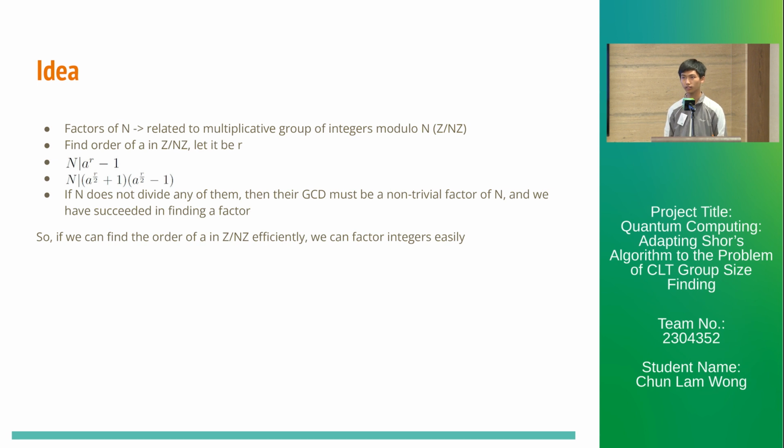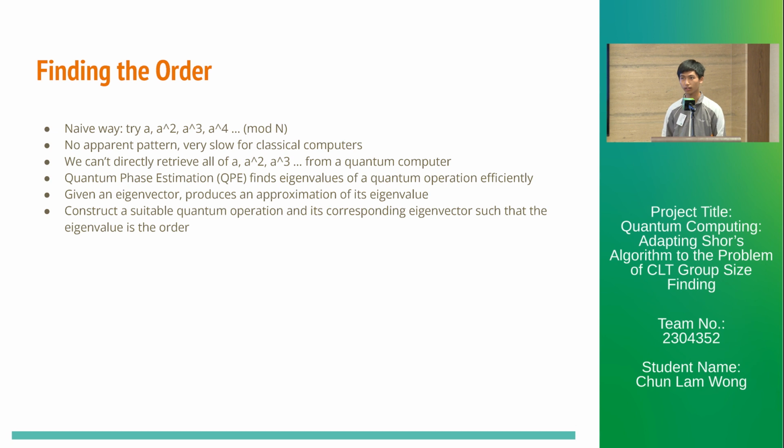If n does not divide any one of them, then their greatest common divisor would be a non-trivial factor of n, and we would be able to factor integers this way. So if we can find the order efficiently, then we can factor integers efficiently too. A naive way to do so would be to just try out all the possible powers of a modulo n, but there is no apparent pattern to this. For quantum computers, we cannot directly retrieve all of these exponents either.